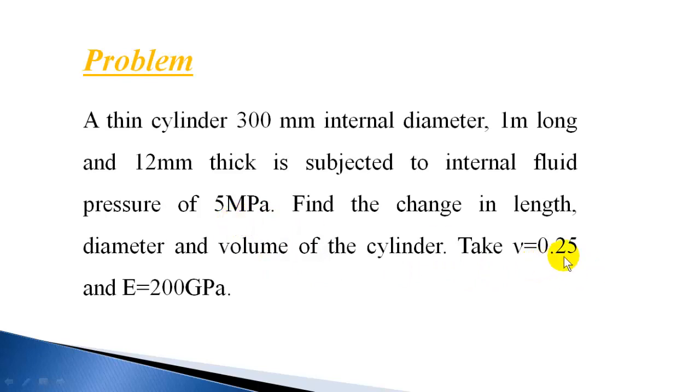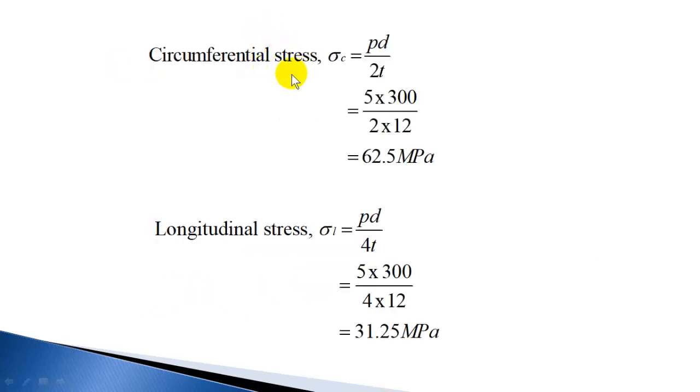The Poisson's ratio is given and the Young's modulus of the material is given. So you can find the circumferential stress sigma C as PD by 2T. Pressure is 5, diameter is 300 and the thickness is 12 mm. So PD by 2T will give the circumferential stress as 62.5.